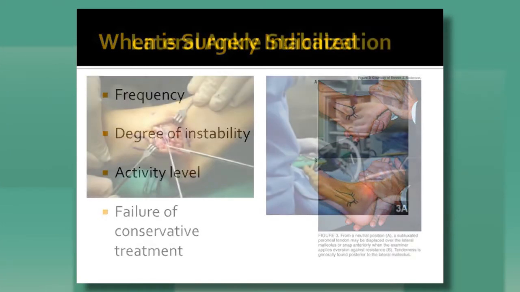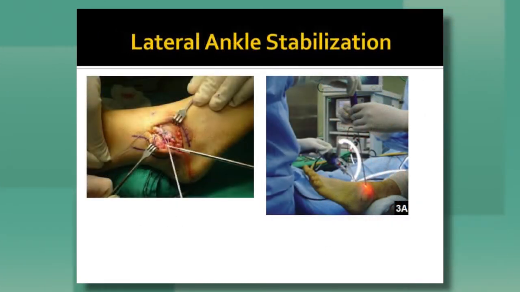You can either do an open procedure, which is the picture on the left, where an incision is made on the outside of the ankle joint. And this involves placing anchors into the fibula, which is the long skinny bone on the outside of the leg. And connected to the anchor are sutures, which you can repair the damaged ligament with.